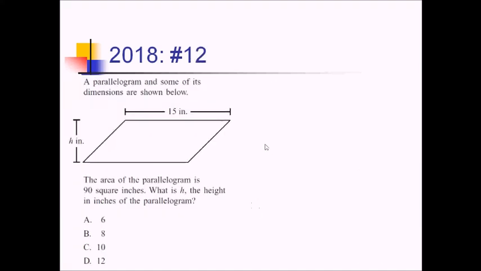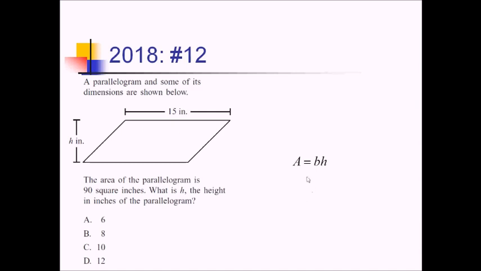For number 12, we have a parallelogram, and the area of this parallelogram, they're telling us, is 90 square inches. Based off of that, they want to know this missing h value, the height of the parallelogram. So for this, you just need to know that the area of a parallelogram is base times height. It's just the same as a rectangle. The fact that it's slanted like this actually doesn't make any difference, and we're not going to take the time to prove it, but it's true.